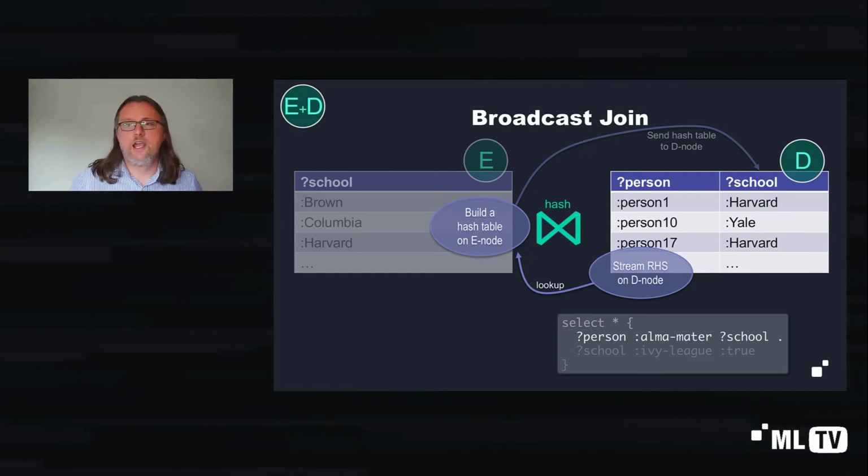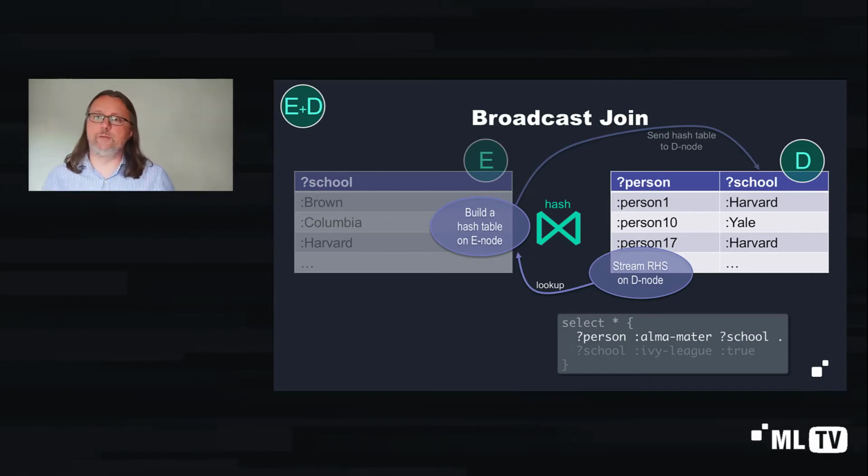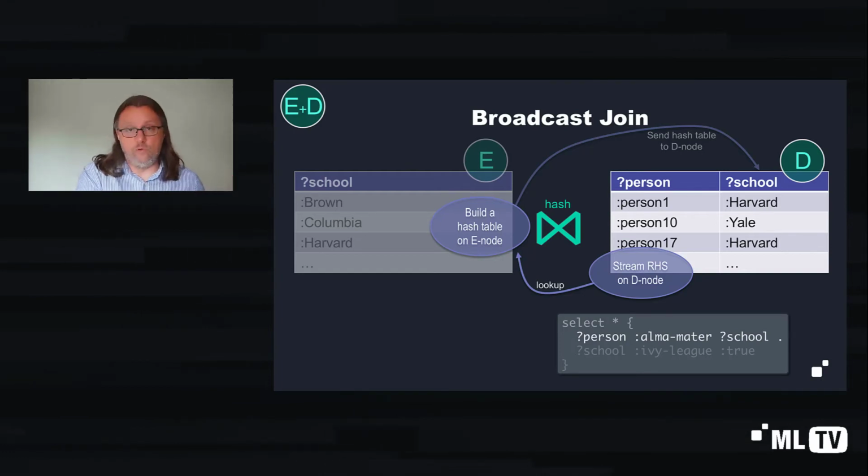This kind of join can be quite useful in data warehousing situations, where you might have a large central table and smaller dimension tables. Those smaller tables can result in small hash join tables, and therefore we're not sending an awful lot of information over the network when we send the hash join table there.